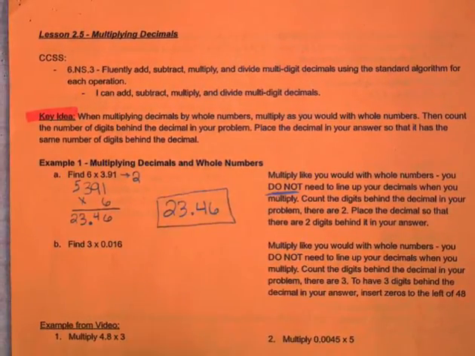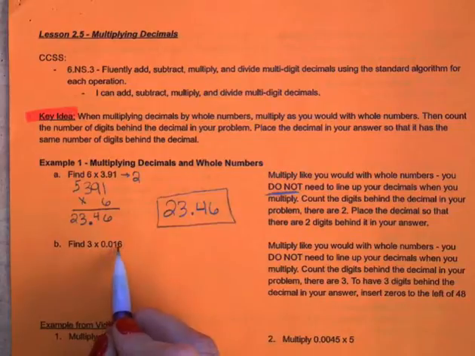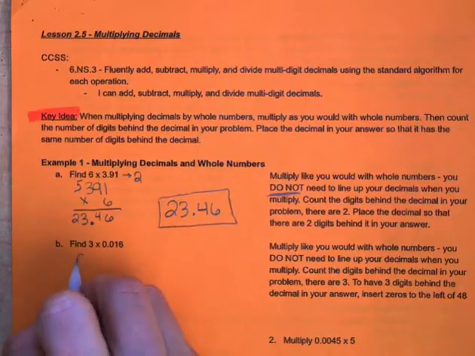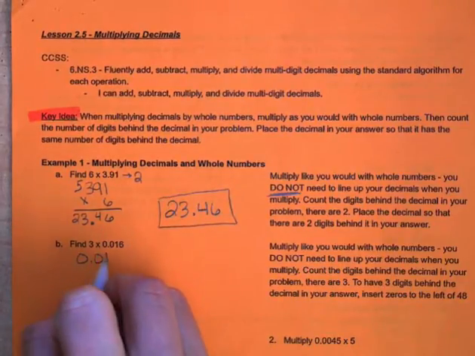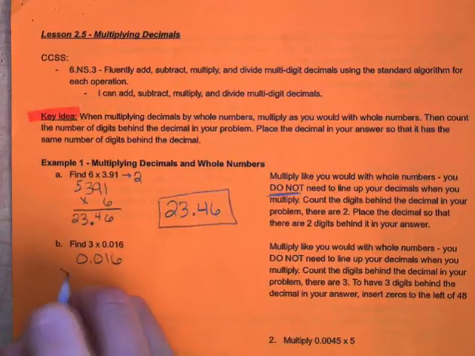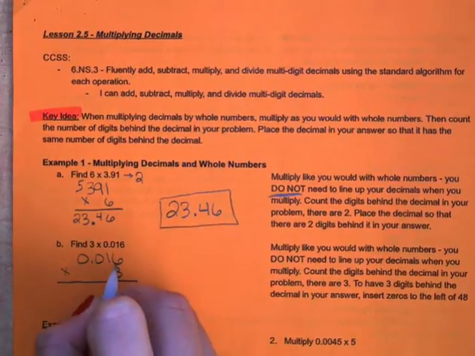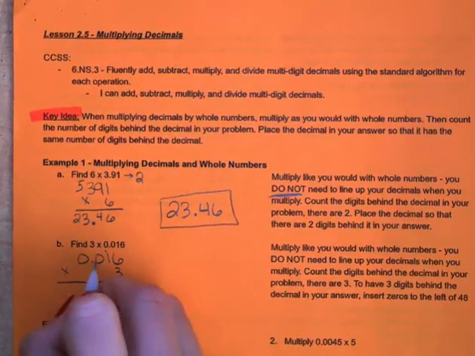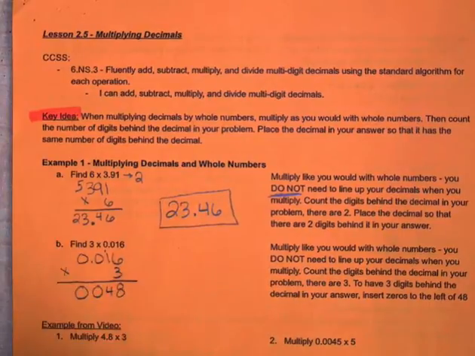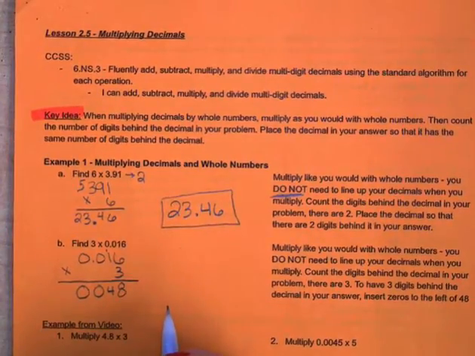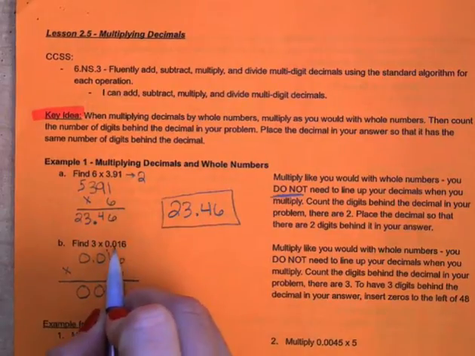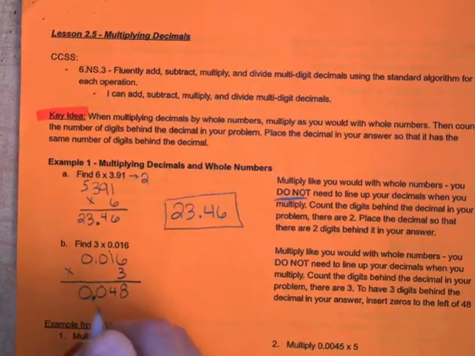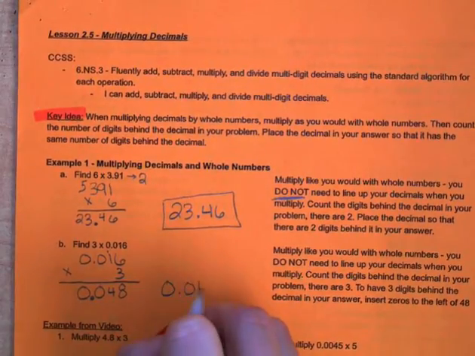Okay, let's look at B. We have 3 times 16 thousandths. So we're going to multiply just like whole numbers. So we'll put 0, 0, 1, 6 on top since it has more digits, times 3 on the bottom. 3 times 6 is 18. Carry the 1. 3 times 1 is 3, plus 1 is 4. 3 times 0 is 0. 3 times 0 is 0. Now we need to count the number of digits behind our decimal place in our problem. Well, we have 3, so we need 3 behind it over here. So your answer is 48 thousandths.